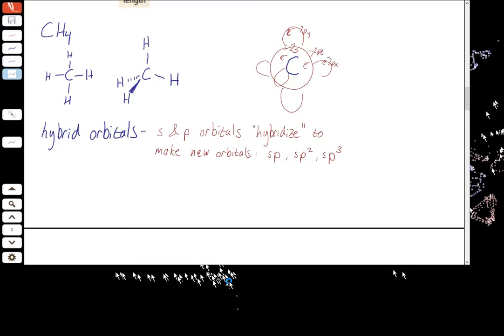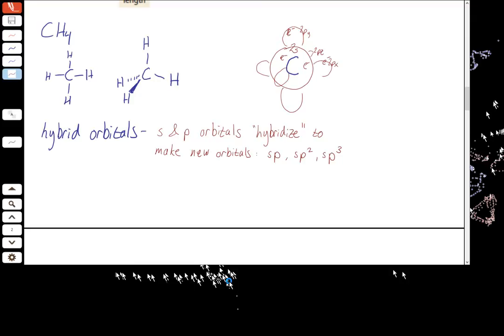If you actually do electronic calculations and measurements on molecules, you don't really find hybrid orbitals. Hybrid orbitals are a justification for geometry, not really for actual electronic structure, so not really saying what the electrons are doing so much.